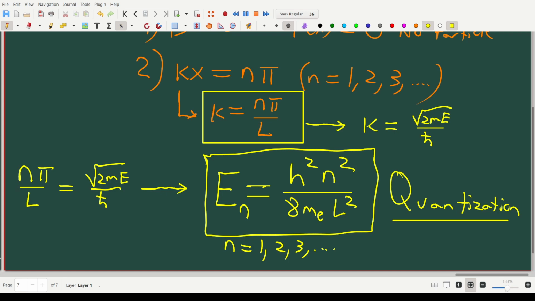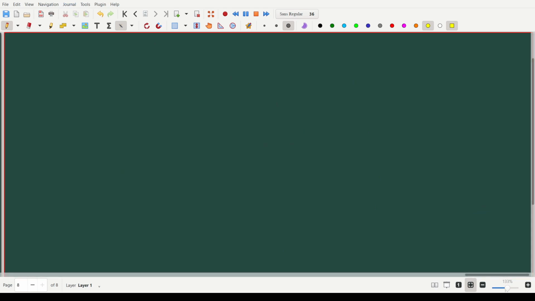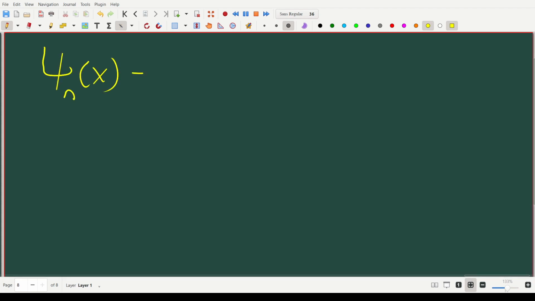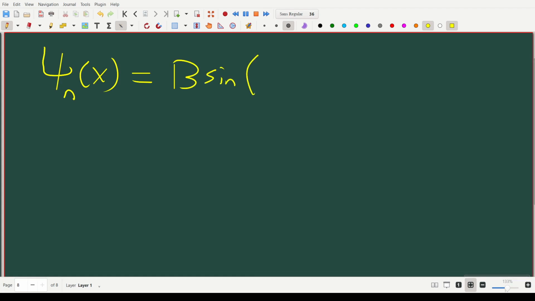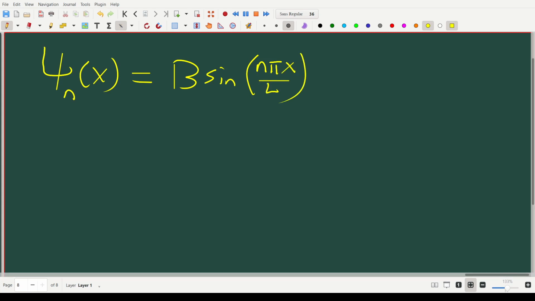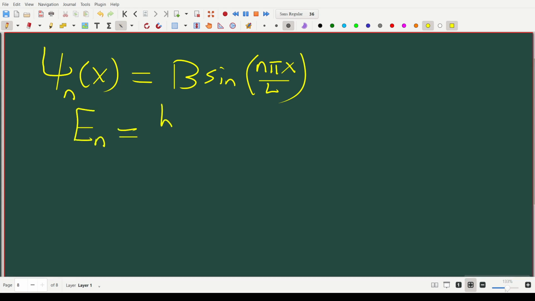So, what do we have? Let's put this all together. We have 5 minutes left, which gives me just enough time to get us right where we need to be. We have that the wave function, we haven't solved this B term yet, but we will in a second, has a form B sine of n pi x over L. And they have associated energies, h squared n squared over 8 times the mass times L squared.